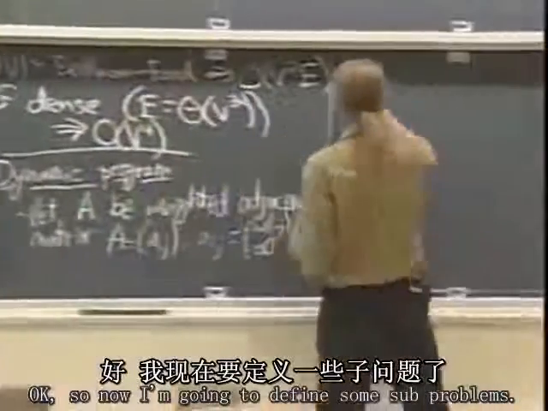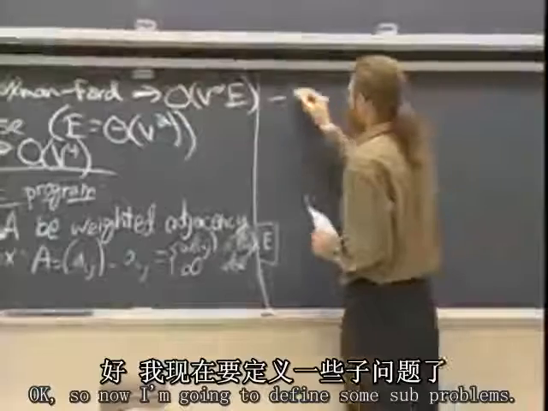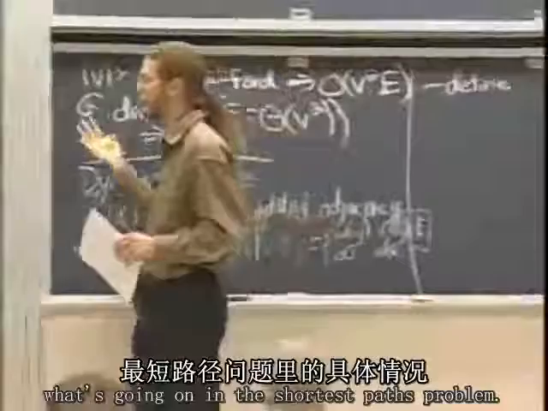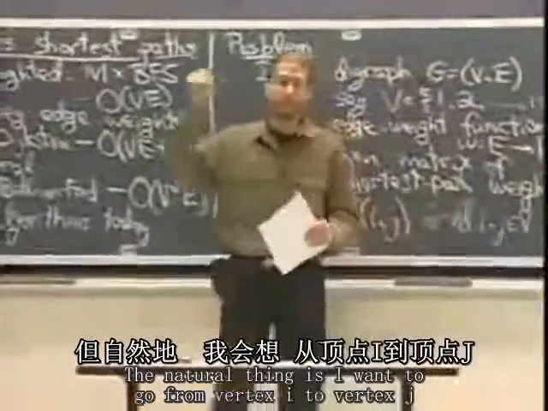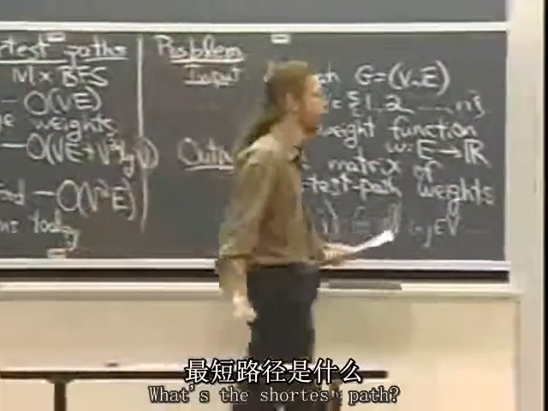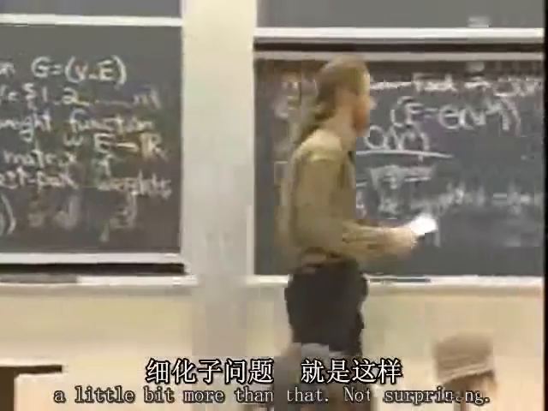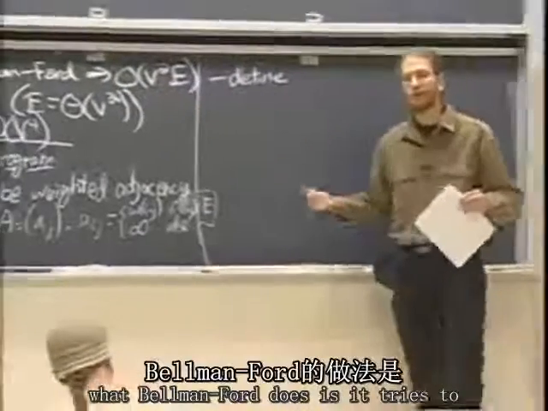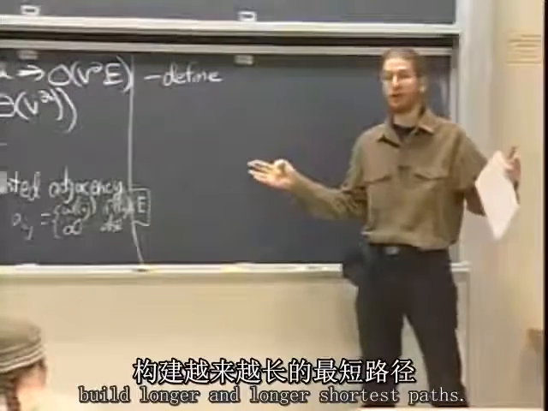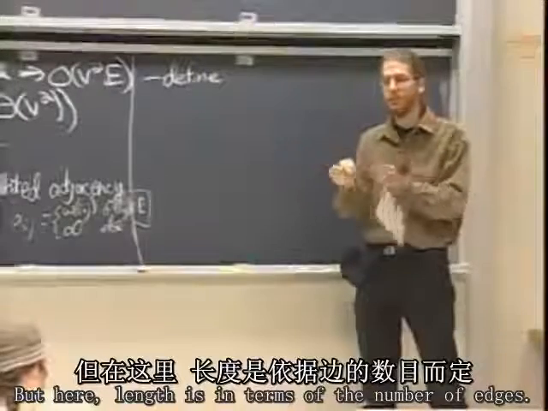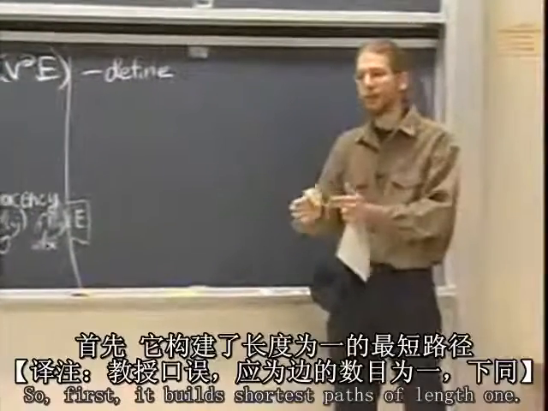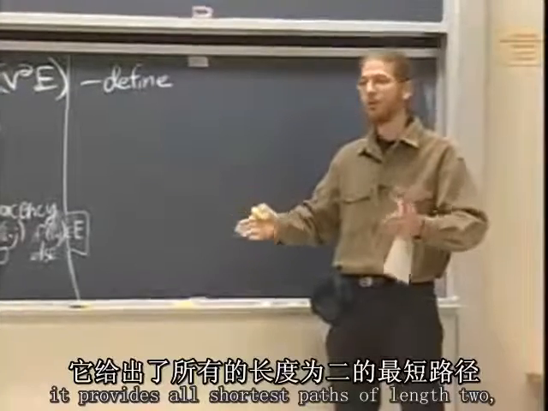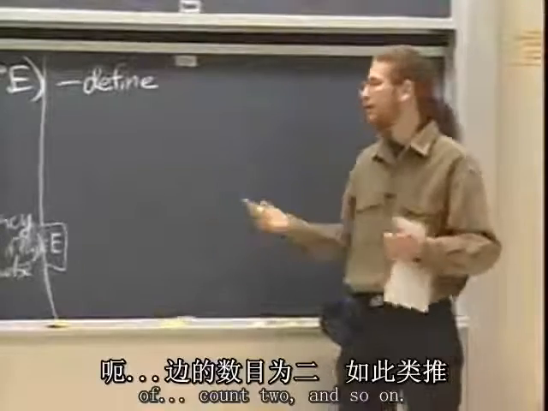Okay, so now I'm going to define some subproblems. And there's different ways that you could define what's going on in the shortest paths problem. Okay, the natural thing is I want to go from vertex i to vertex j. What's the shortest path? Okay, we need to refine the subproblems a little bit more than that. Not surprising. And if you think about, by analogy to Bellman-Ford, what Bellman-Ford does is it tries to build longer and longer shortest paths. But here length is in terms of the number of edges. So first it builds shortest paths of length 1. We prove in the first round it does that. The second round it provides all shortest paths of length 2, of hop count 2, and so on.